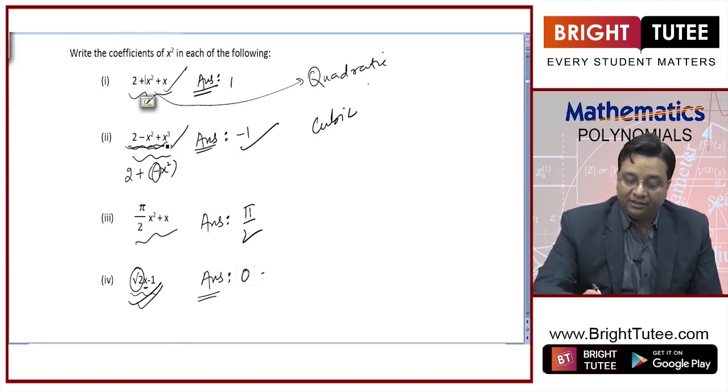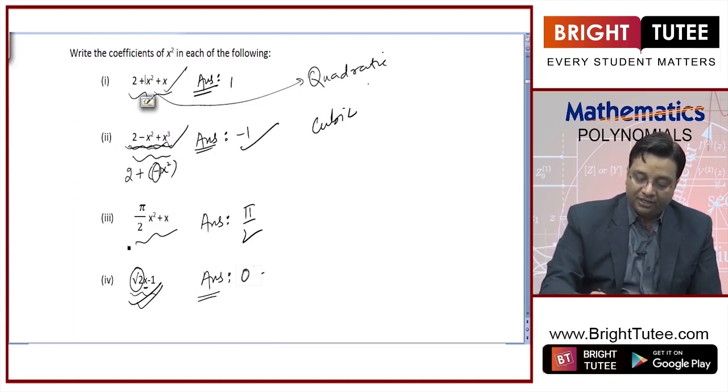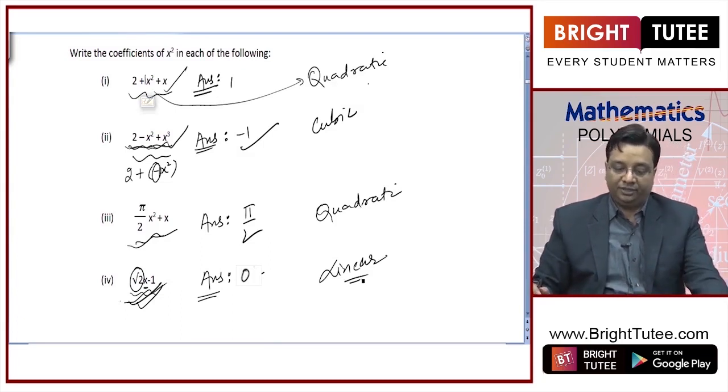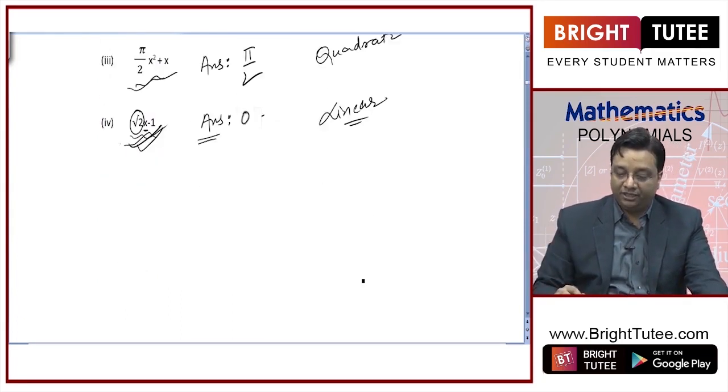If we categorize it depending on the number of terms, this is a trinomial because it has got 3 terms. This one is a quadratic and this is a linear polynomial. Okay. This was just to revisit the concept that we did in the introduction part.